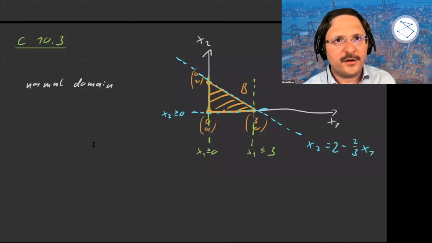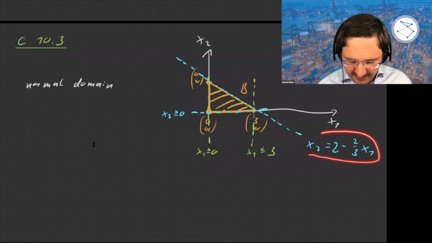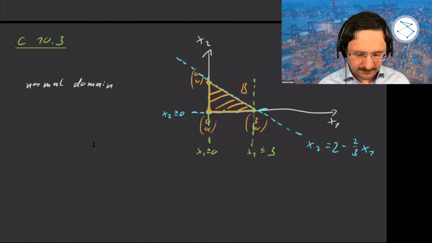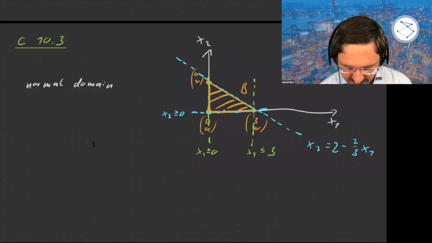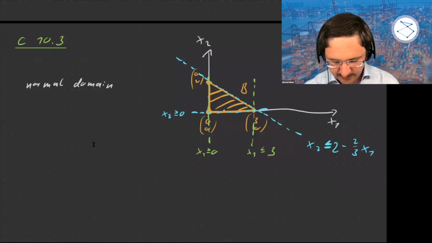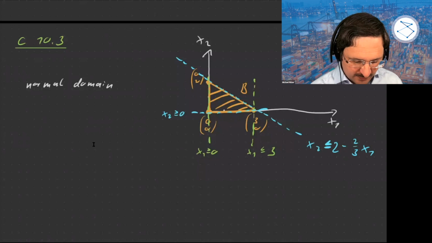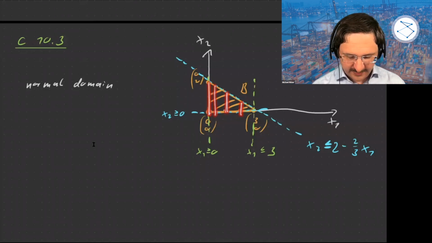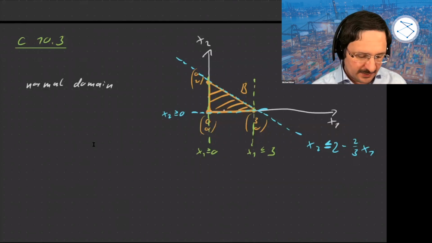Right? So it means the points on this line can be described by the equation x2 equals 2 minus 2 over 3 x1. And that means if we use that as the upper bound, that turns into the inequality x2 is less or equal to 2 minus 2 over 3 x1. So basically x2, for a given value of x1, varies between 0 and that line, like here, or here, or here, or here. And x1 varies between 0 and 3. And that way we can finally compute the integral.